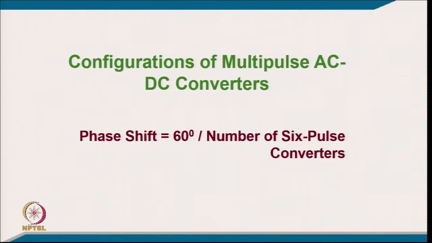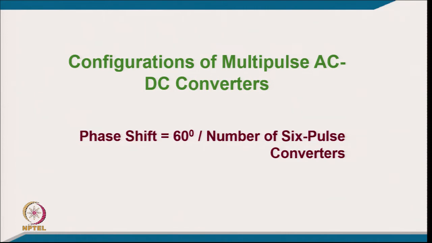Then the configuration for multipulse AC-DC converters. Normally, in this conventional AC-DC converter from a 3 phase supply, the required phase shift is 60 divided by the number of 6 pulse converters. Like, for 12 pulse you require 2 converters, so the number of converters will be 2. So, 60 by 2 will be a 30 degree phase shift. If you require 18 pulse, there are 3 converters. So, 60 by 3, you will require a 20 degree phase shift. If you have a 24 pulse converter, which requires 4 converters, it will be 60 by 4, a 15 degree phase shift among the different converters.